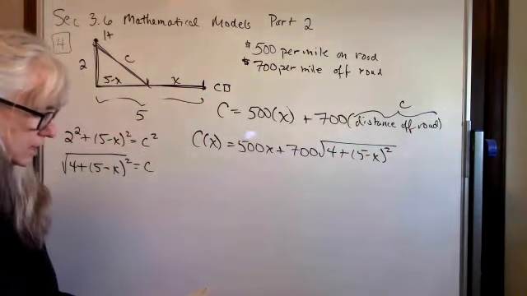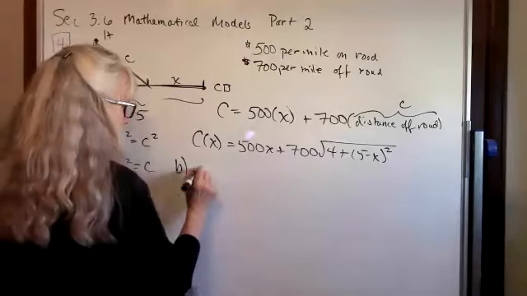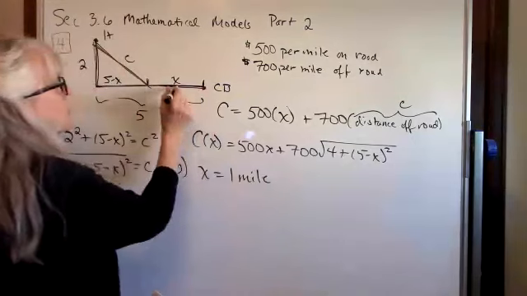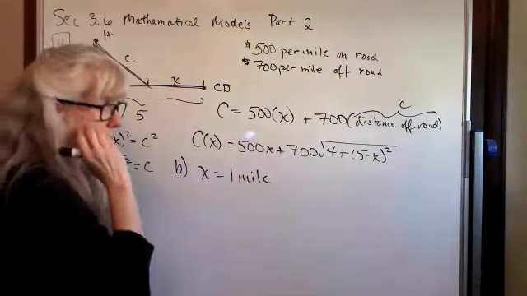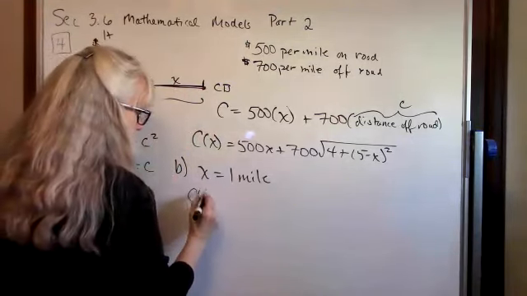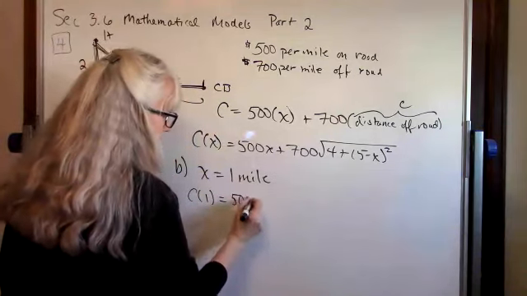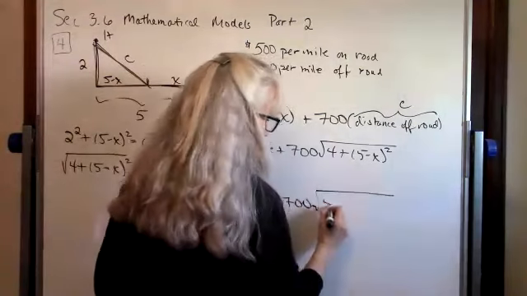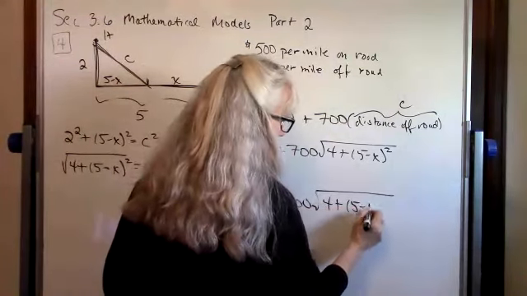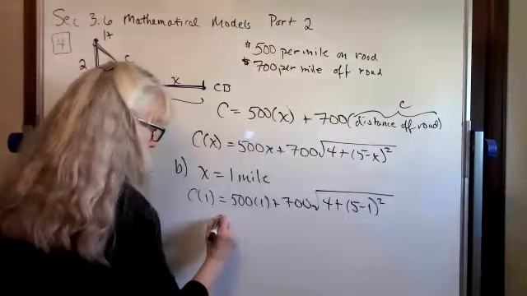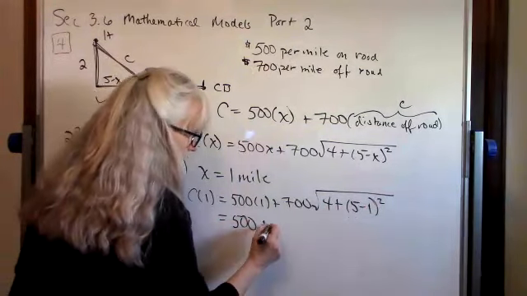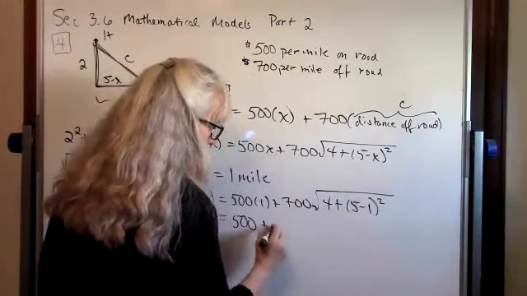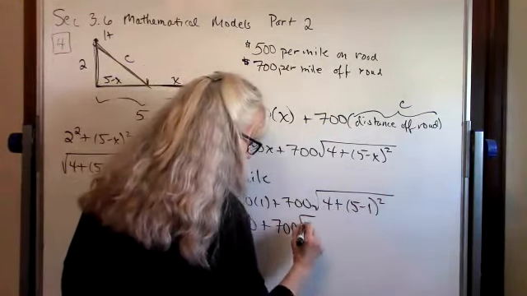Then it goes on into part B. It says, okay, let's compute that cost if X is 1 mile. So in other words, if we only go 1 mile and then go off the road, how much is it going to cost us? So C of 1 would be equal to 500 times 1 plus 700 times the square root of 4 plus (5 minus 1) squared. So we can do a little bit in our head. That's 500. 5 minus 1 is 4. 4 squared is 16. 16 plus 4 is 20. So 700 square root of 20.